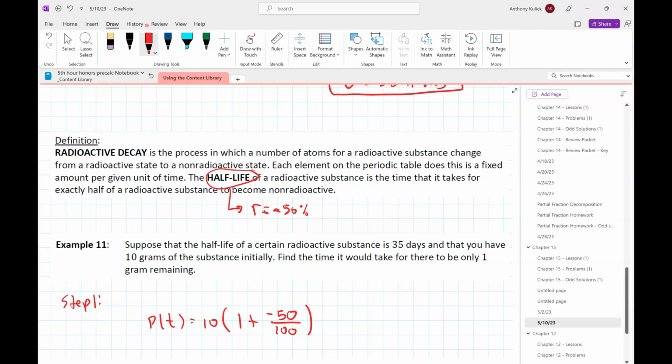And then we need to pick a unit of time here. What unit feels like a good unit for time? What do you guys want to do? Days feels natural, right? It says days in there. So we'd write that as t over 35, because in 1 day you've accomplished 1/35 of your half-life.